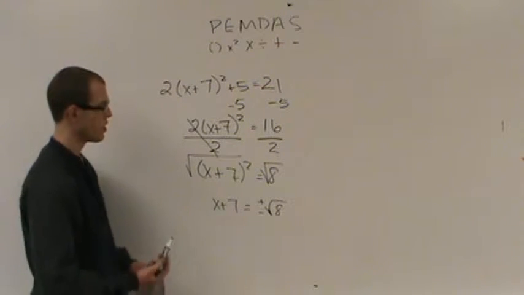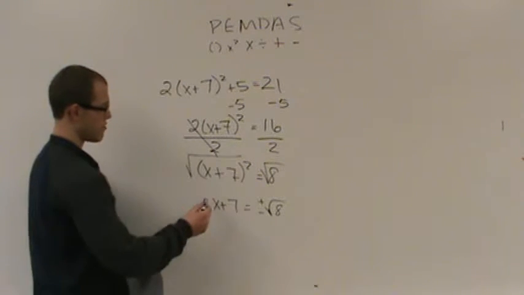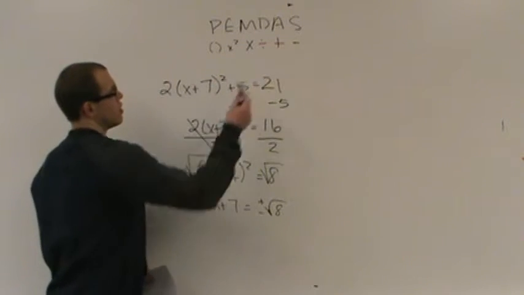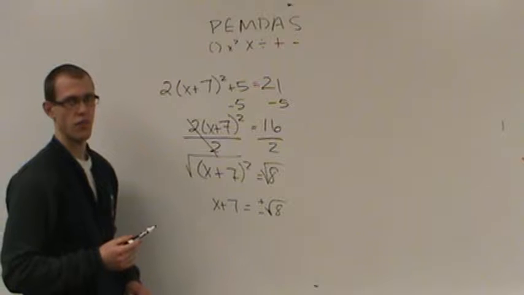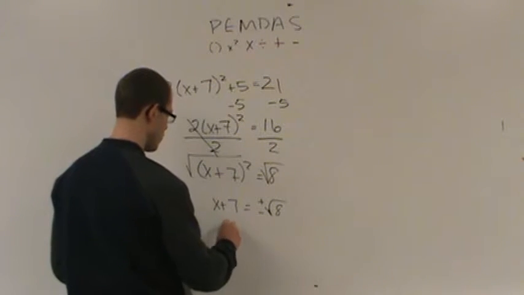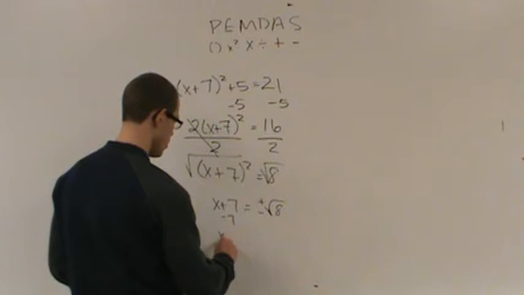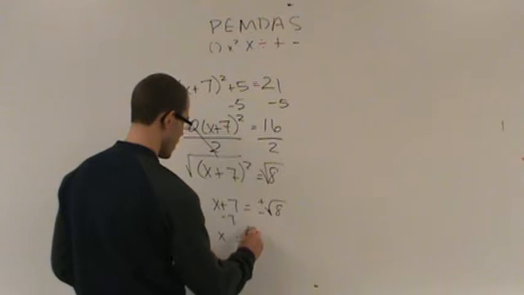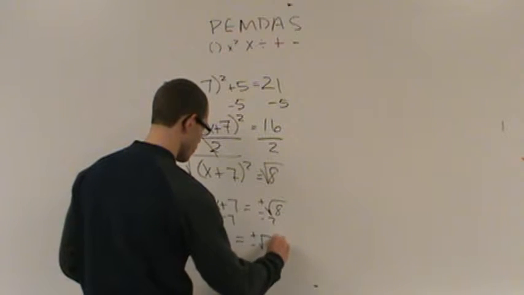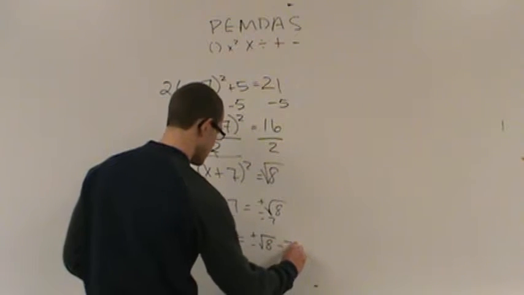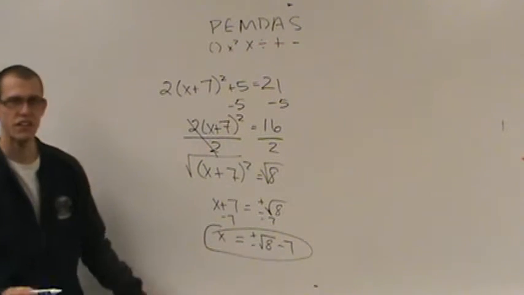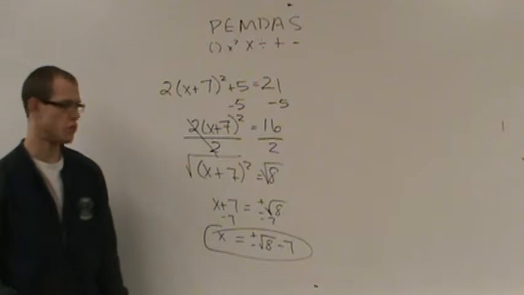And the last thing, we now do what we have in the parentheses, or starting back over at the right side of PEMDAS, addition and subtraction. So we subtract the 7, doing the opposite of addition. So x equals plus or minus square root of 8 minus 7. And we'll leave it in that answer. We don't want to mess with square roots too much.